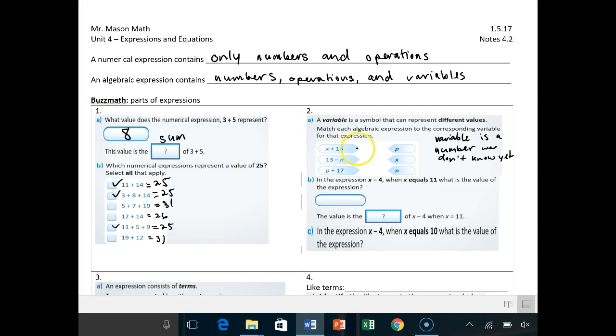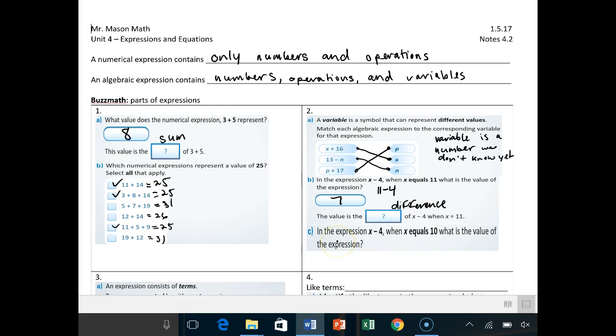So what's the variable in x plus 16? It's just x. What's the variable in 13 minus n? It's just n. And what's the variable in p plus 17? It's just p. Very simple, right? In the expression x minus 4, when x equals 11, what is the value of the expression? Well, you just plug in 11. 11 minus 4, so the value is equal to 7. And the answer to a subtraction problem is called the difference.